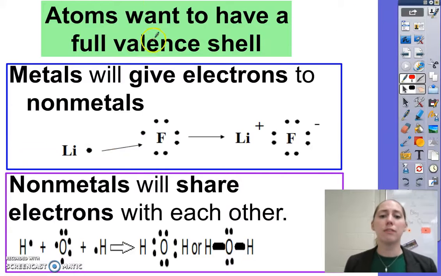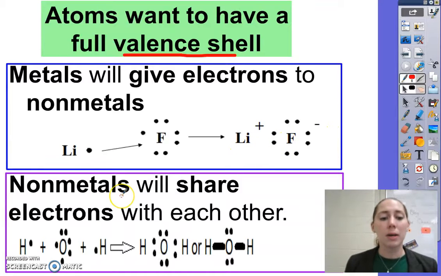Now, atoms want to have a full valence shell. So one way they can do this is metals will give electrons to nonmetals. So lithium has 1 valence electron. It either wants 8 around it or it wants to be dropped down to the next orbital. So it gives up its electron to fluorine. So then fluorine gets a full shell and lithium has a full shell. This gives them a slightly positive and negative charge, which creates ions, and we'll be talking about that soon.